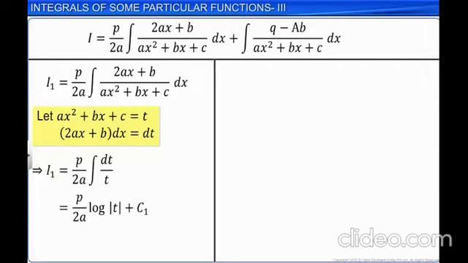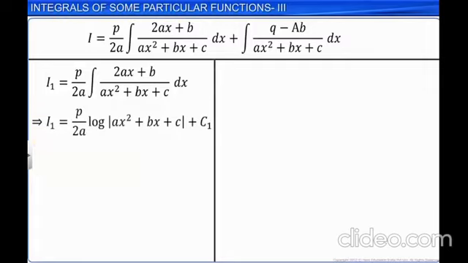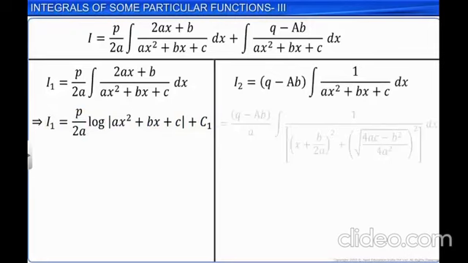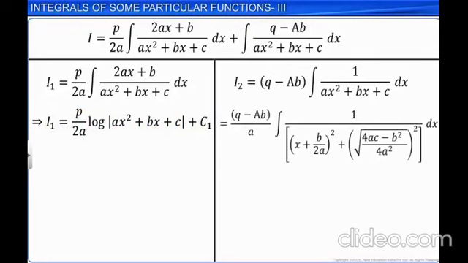Now, t is ax² + bx + c. So we get I1 = p/2a log(ax² + bx + c) plus the constant. The integral I2 has a quadratic equation in the denominator. This can be written as shown. This is similar to one of the forms of integrals shown here.